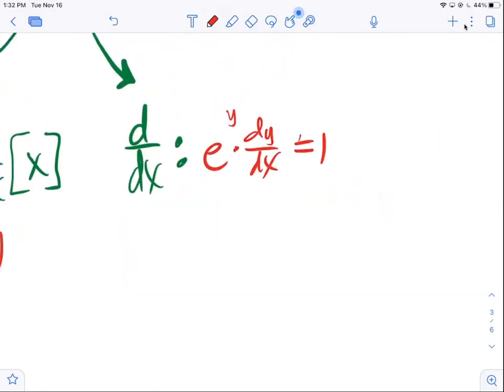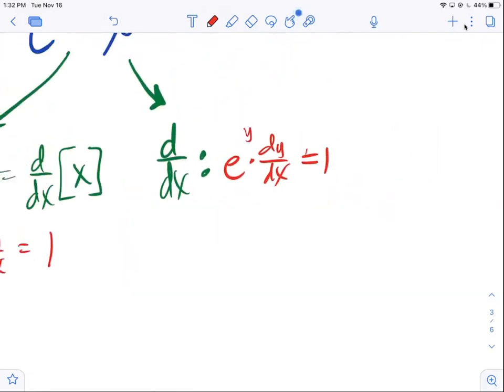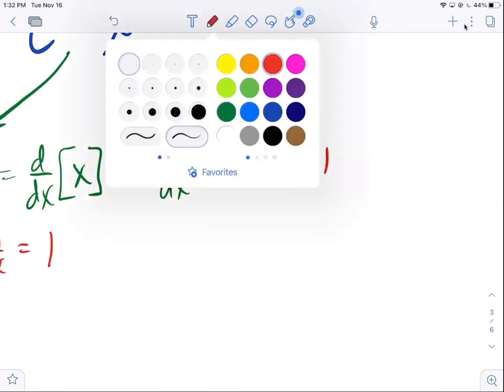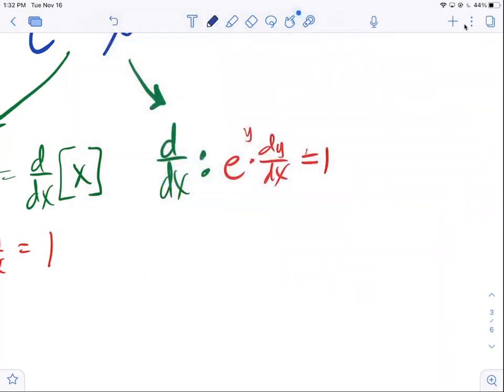All right, there's more room on this side, so I'm going to stick over here. Now I have to solve for dy/dx, yes? So to do that, I'm going to divide through by e to the yth power. It divides out on this side, and I get 1 over e to the y. So there it is. What's the derivative of the natural log of x? Well, it's 1 over e to the y.